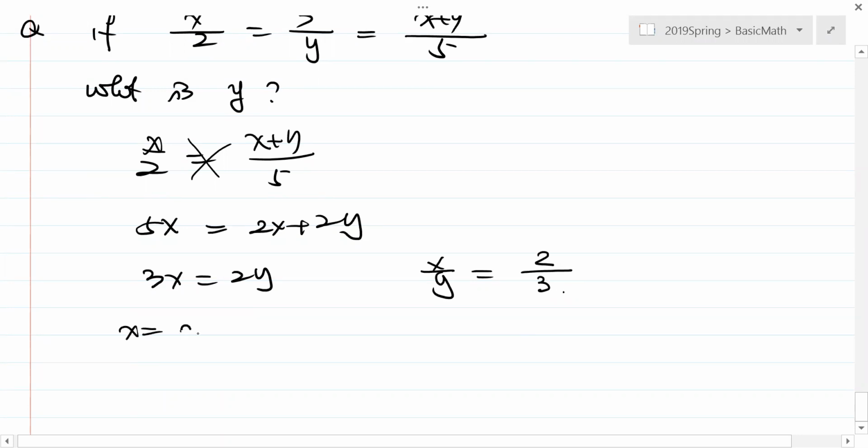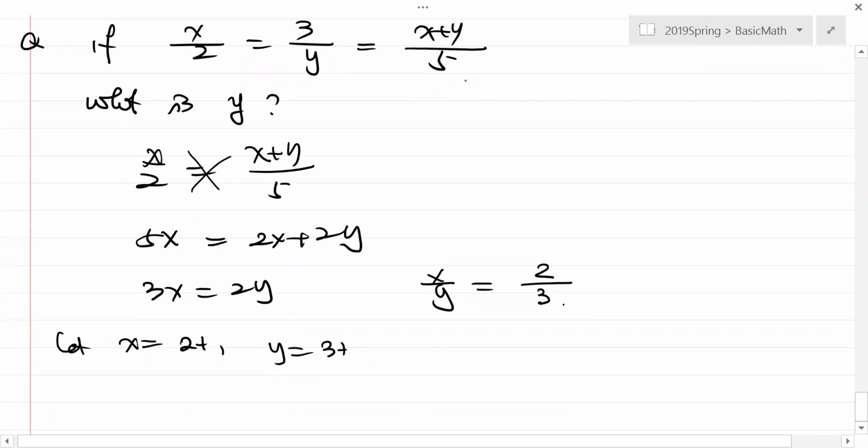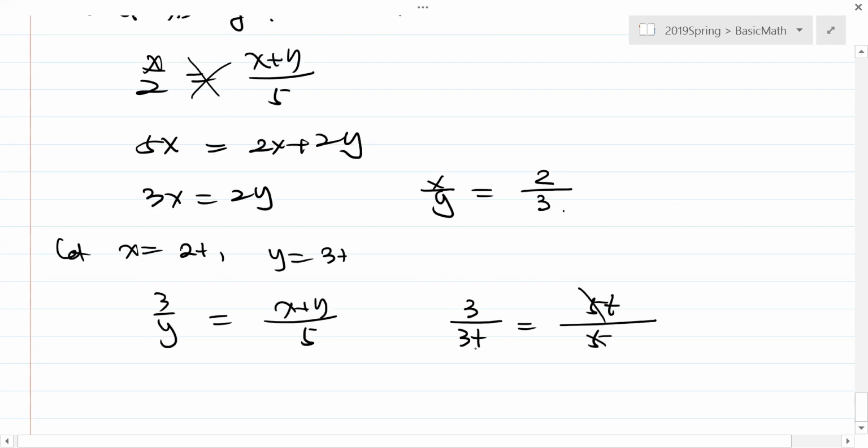You can let x be 2t, y be 3t. And you plug into any of the above equations. So we know that 3 over y equals x plus y over 5, so I'm going to put it here: 3 over 3t equals 5t over 5. Then cancel, cancel. What you get is t squared equals 1, so t is going to be plus or minus 1.